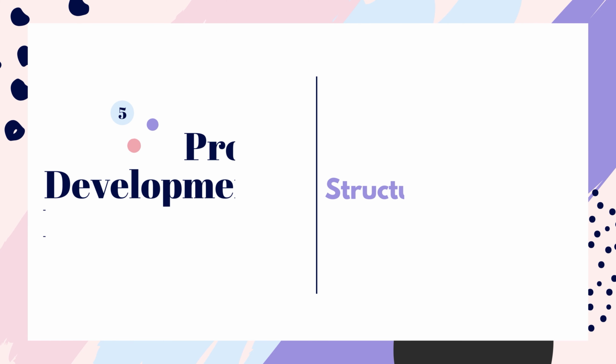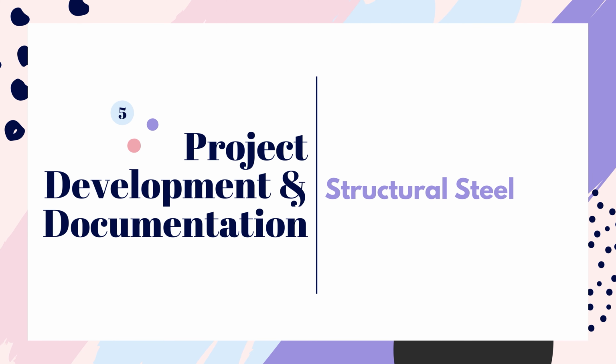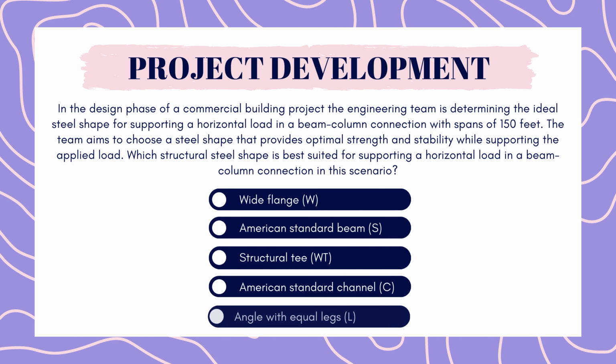Now on to project development. In the design phase of a commercial building project, the engineering team is determining the ideal steel shape for supporting a horizontal load in a beam-column connection with spans of 150 feet. The team aims to choose a steel shape that provides optimal strength and stability while supporting the applied load. Which structural steel shape is best suited for supporting a horizontal load in a beam-to-column connection in this scenario?